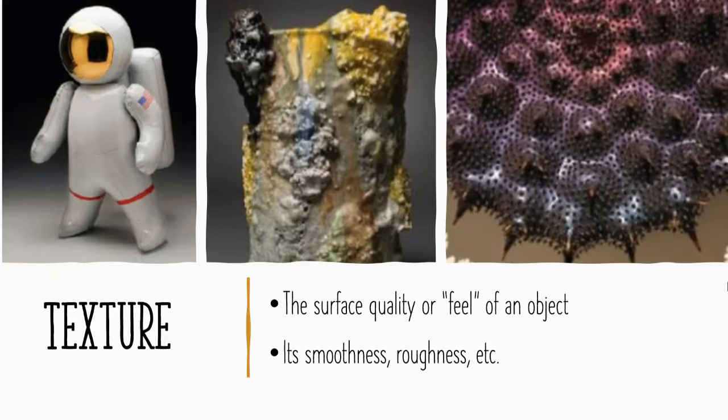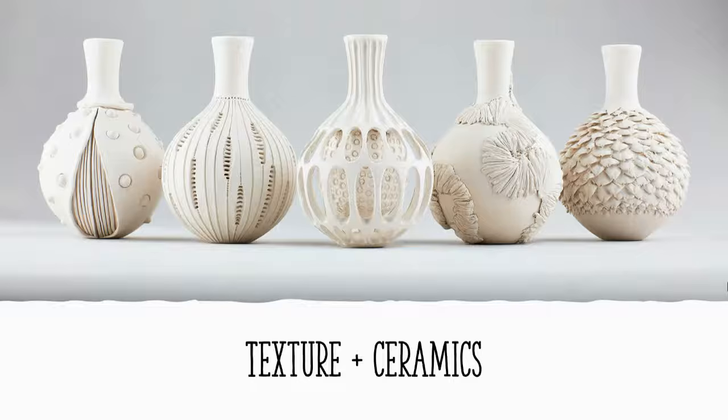Texture is an element that refers to the surface quality or feel of an object. This can refer to a piece's smoothness or roughness. Like the images above, the spaceman looks very smooth as opposed to the pieces on the right, which look very rough or jagged. Texture is so important to clay because it adds a lot of interest. It also shows the artist's intention. Did you intentionally make your piece nice and smooth, or did you accidentally leave some bumps or roughness on the surface? Successful ceramic pieces do utilize texture in a really interesting way.